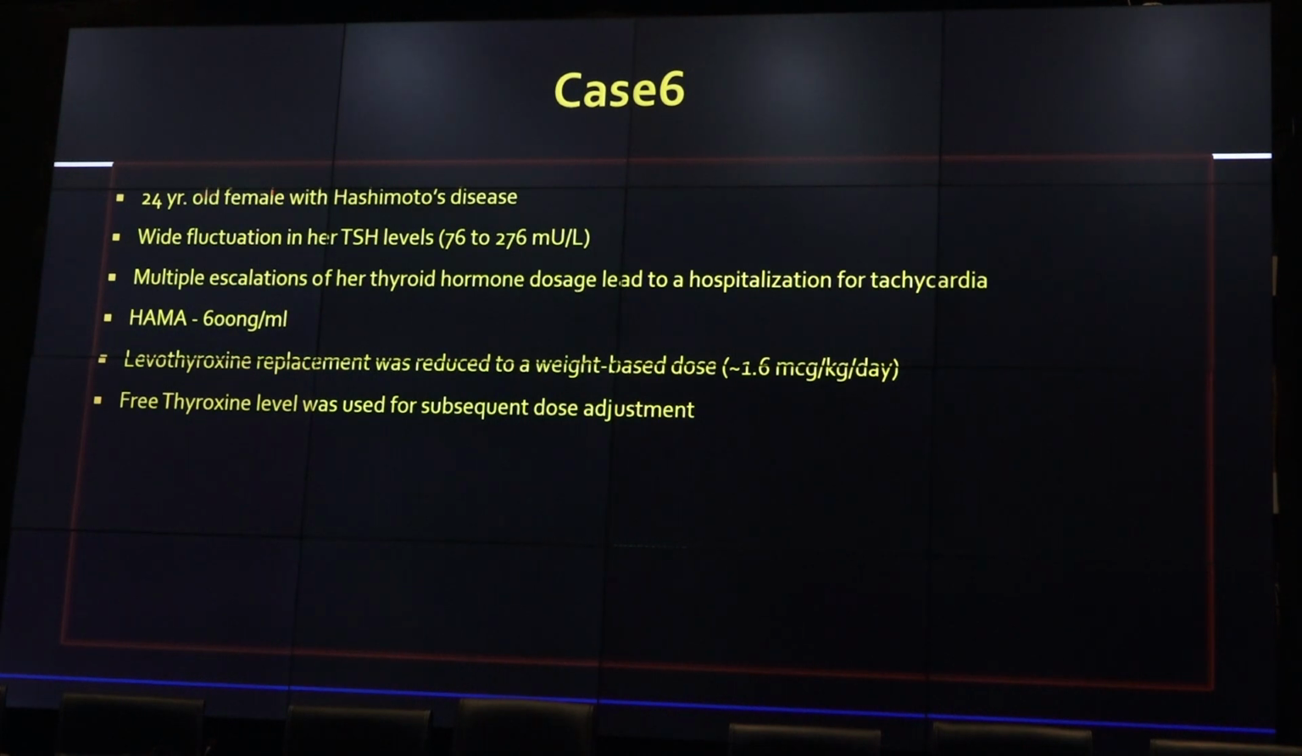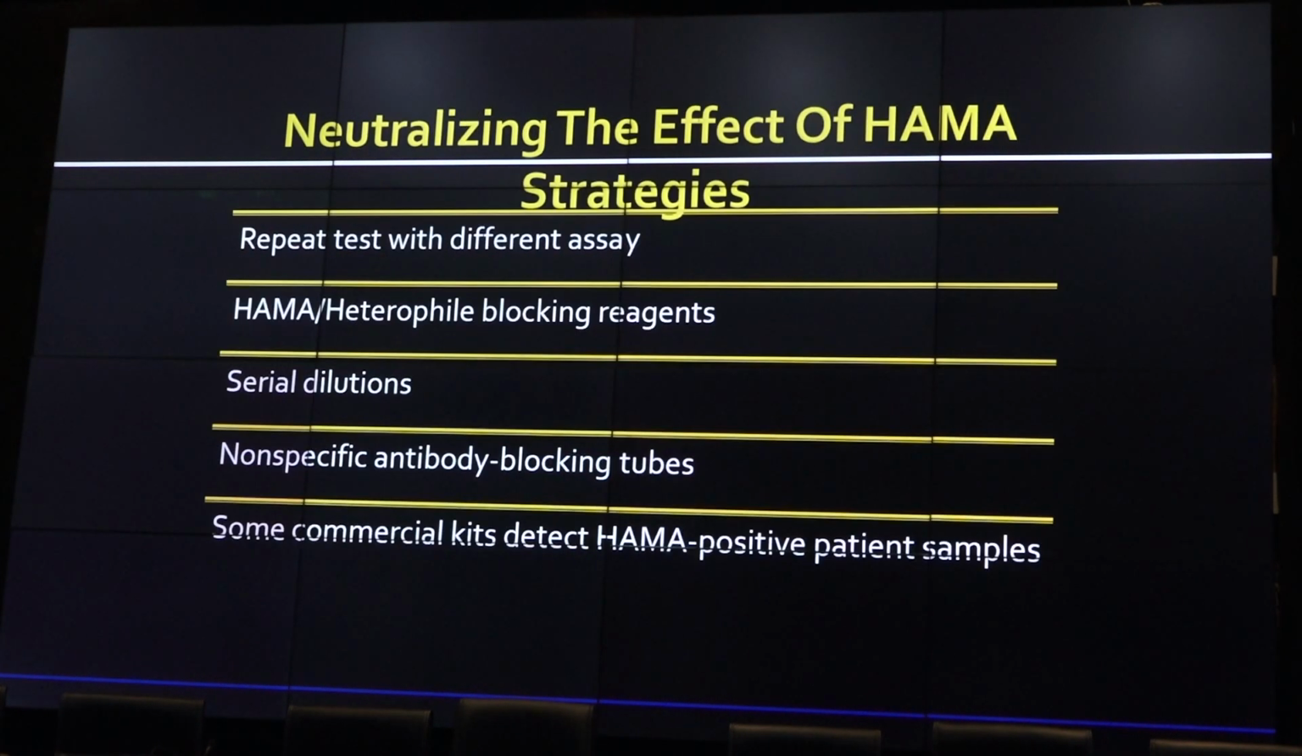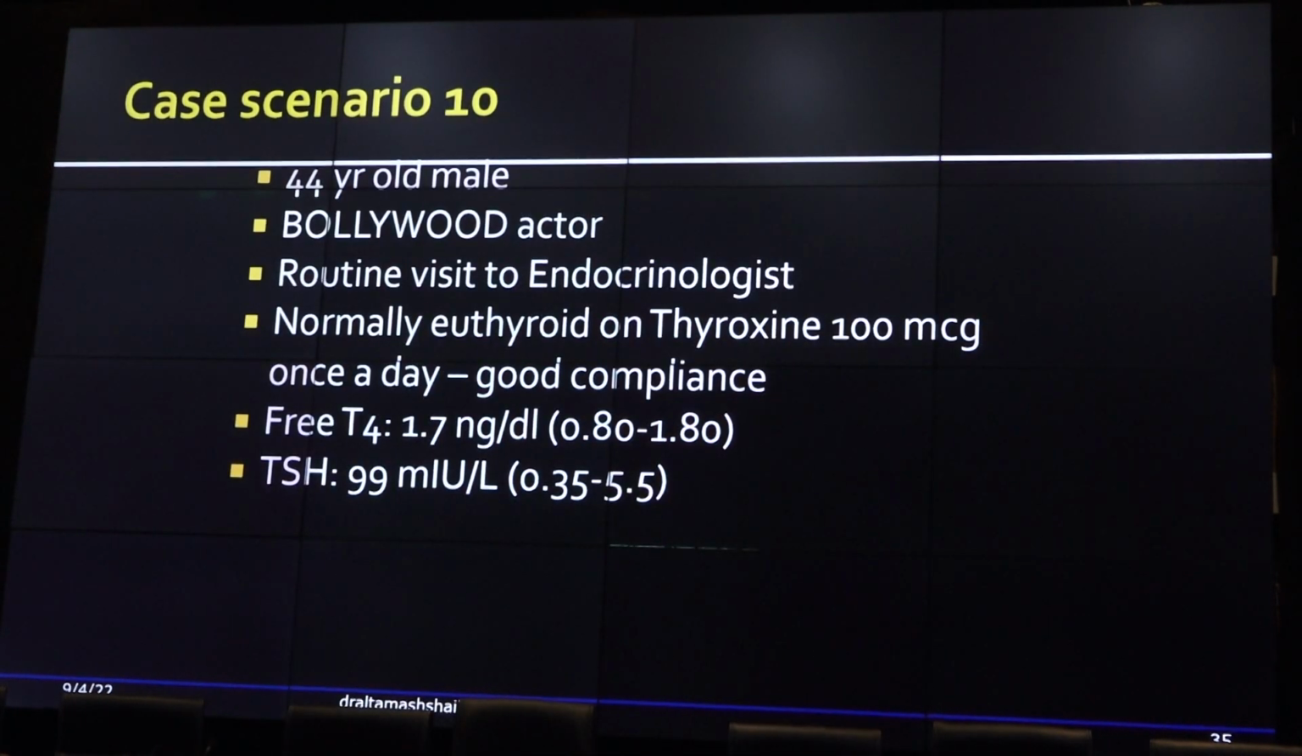Here she was not on any tablet or any vitamin. Here she had HAMA antibodies which are present. So the test needs to be done, or the heterophilic antibody interference needs to be ruled out in such cases. That's how you approach in these cases.